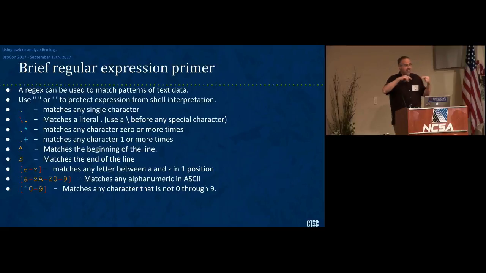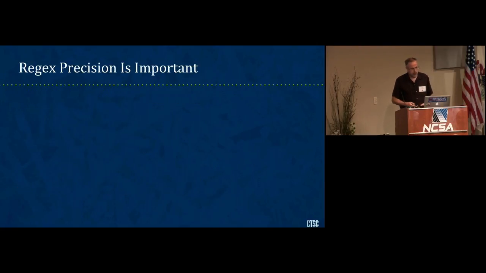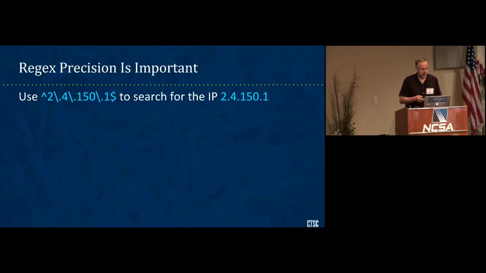If you want to say not a character in that class, you put a hat or a caret before the actual range. So this would say match any character that's not 0 through 9. And then you can also quantify it using curly braces. Again, regular expressions are a topic all their own, so I went over that in two minutes.